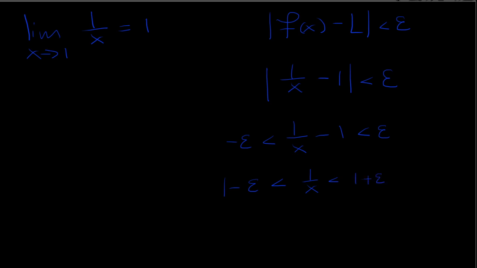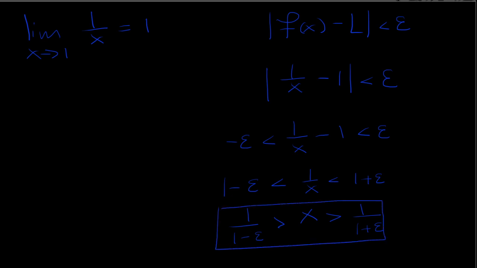And now I'm going to flip everything. And when I flip, the inequality changes. So it'll be 1 over 1 minus epsilon greater than x greater than 1 over 1 plus epsilon. And now we have our first inequality for x.